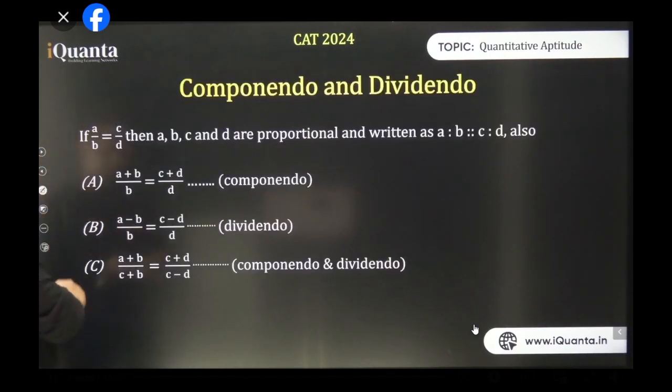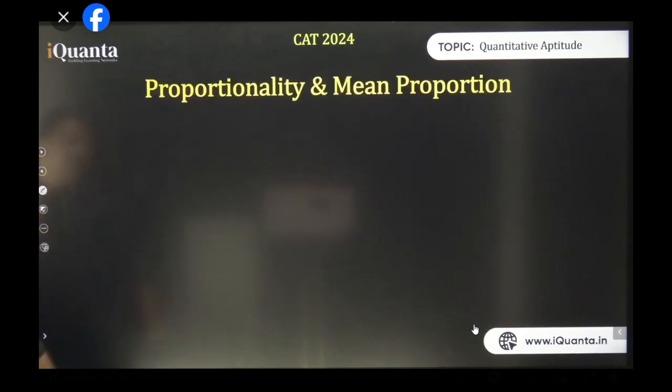Shinchan, what happened? ये गलत लिखा है, बिल्कुल सही. There's A minus B. A plus B upon A minus B. Shinchan, good. You pointed it out. The typing mistake. A plus B upon A minus B. All right. Proportionality and mean proportion.